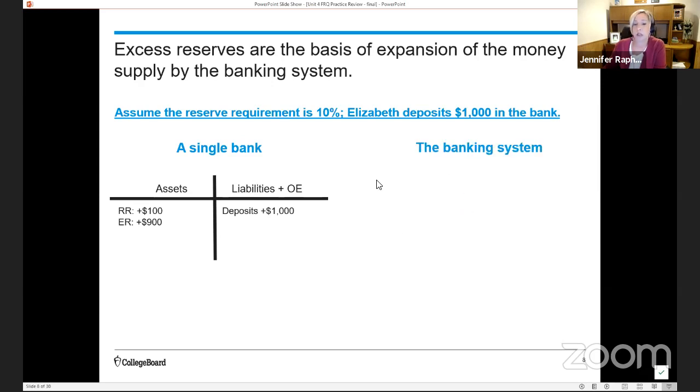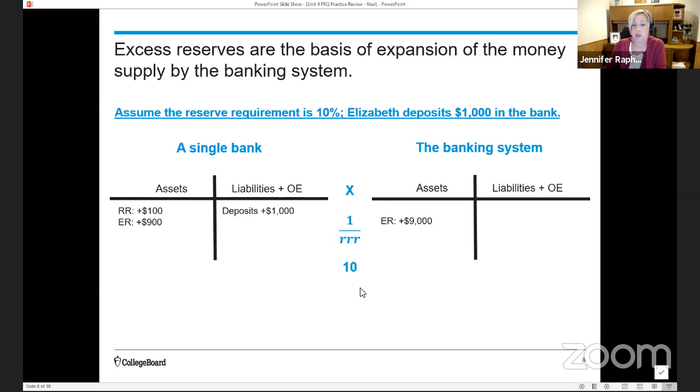So when we want to look at the banking system as a whole, we're going to talk again about assets and liabilities, and we're going to apply the multiplier to it. Again, the multiplier is found by dividing 1 by the reserve requirement ratio. When the reserve requirement is 10%, the multiplier is 10. So basically, the way you calculate the maximum change in the banking system is by applying the money multiplier to whatever initial change you're looking at.